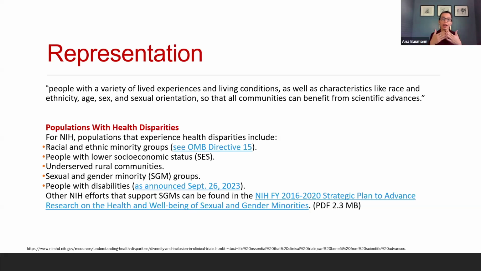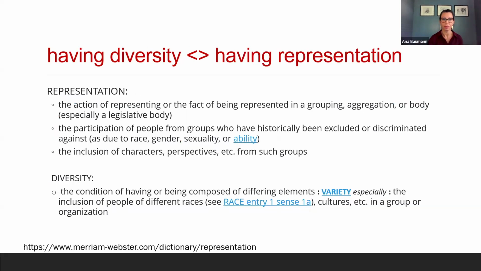And NIH has these bullet points in terms of the definition of what they mean by representation and disparities: racial and ethnic minority groups, people with different socioeconomic status, underserved rural communities, sexual and gender minority groups, and people with disabilities, which was added last year. And so let's define and set a common ground across all of us.